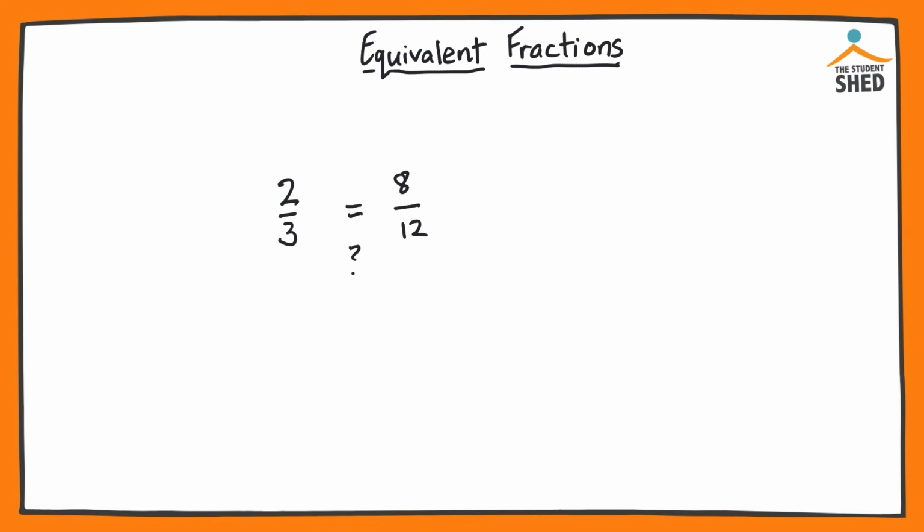In order to find the answer to that, we would have to multiply the fraction 2 out of 3 with a fraction that has the same numerator and denominator. And we find that if we multiply 2 times 4, we get 8. And if we multiply 3 times 4, we get 12. And so that tells us that 2 out of 3 is equivalent to the fraction 8 out of 12.